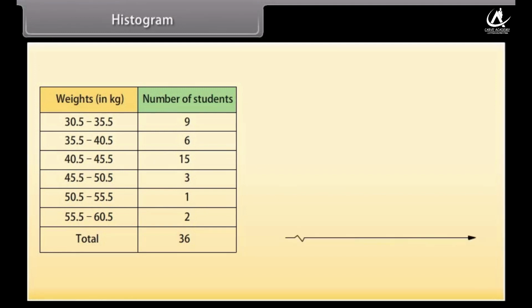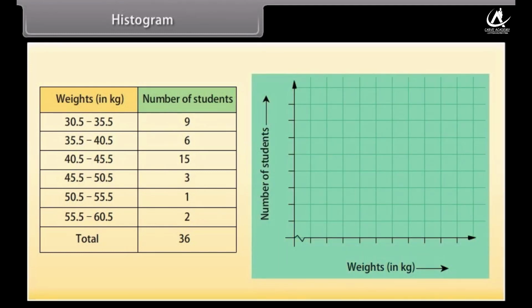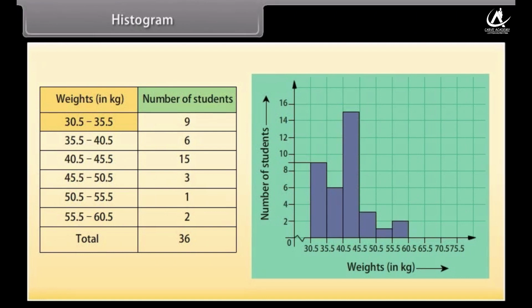To plot the histogram, we represent the weights on the horizontal axis and the number of students on the vertical axis. Since the maximum frequency is 15, we need to choose the scale to accommodate the maximum frequency. Also, since the first class interval is starting from 30.5 and not 0, we show it on the graph by marking a break on the axis. Let us now draw the rectangle for the class interval 30.5 minus 35.5 of length 9 centimeter. Similarly, we draw the other rectangles. This is called a histogram.